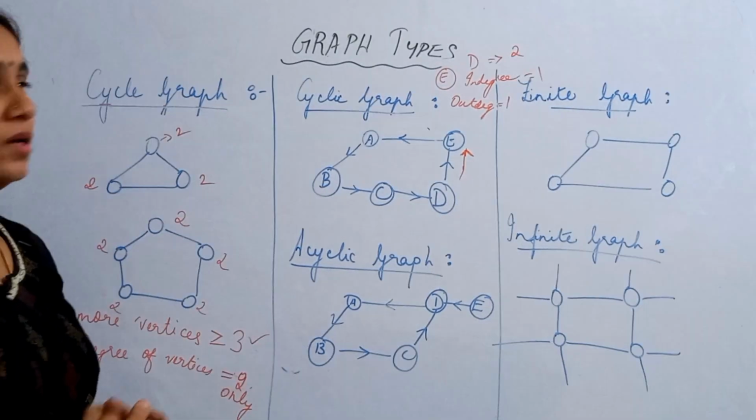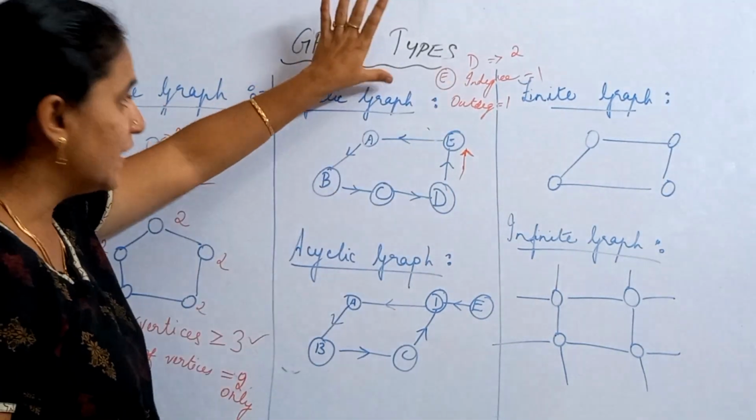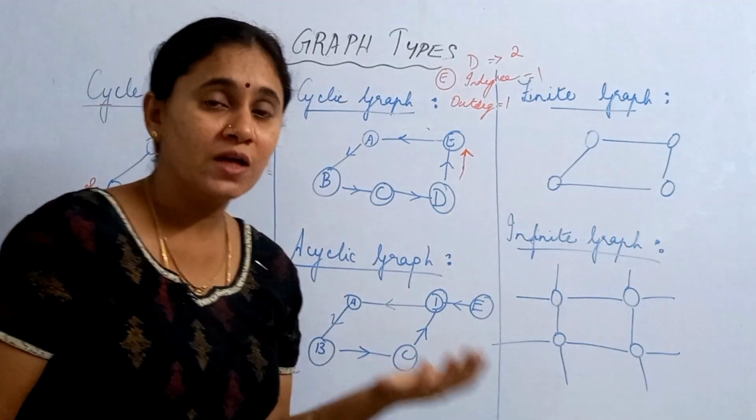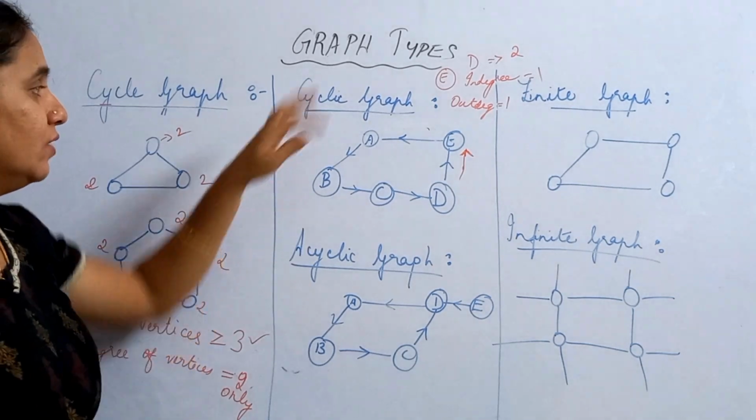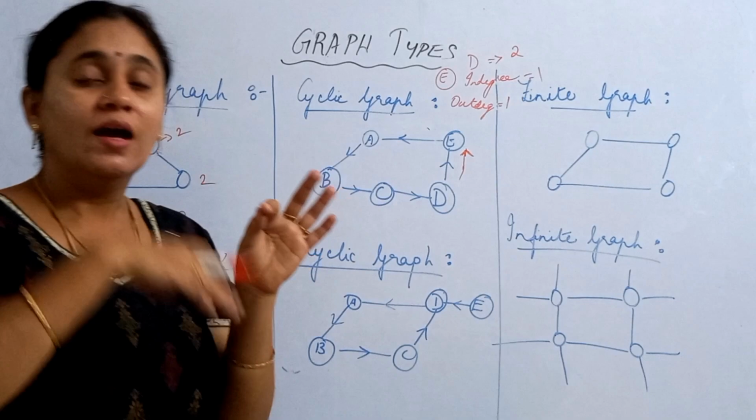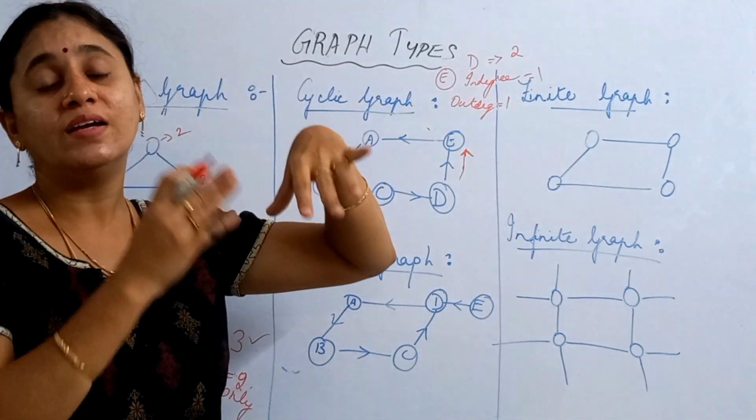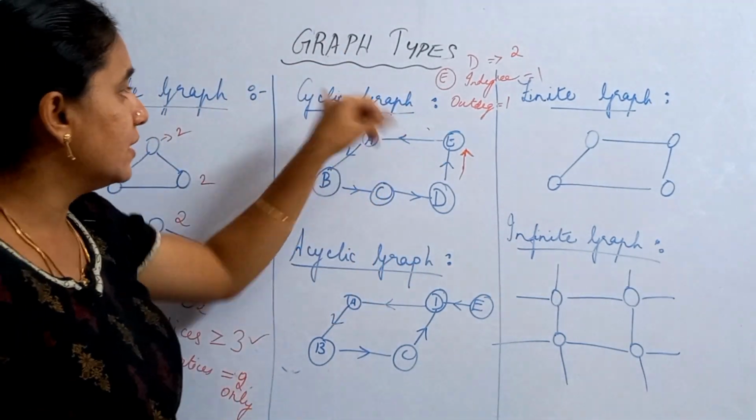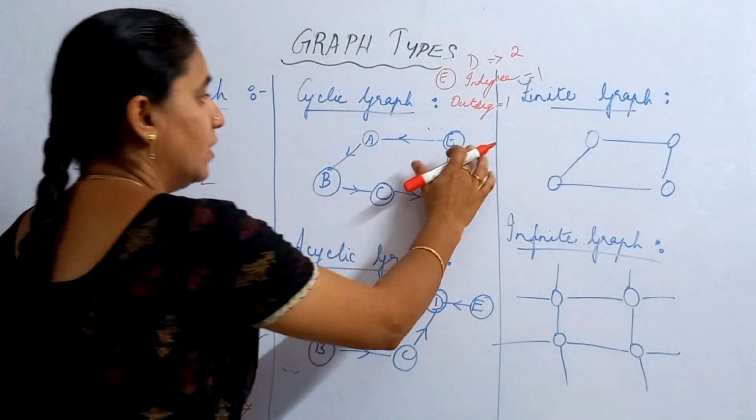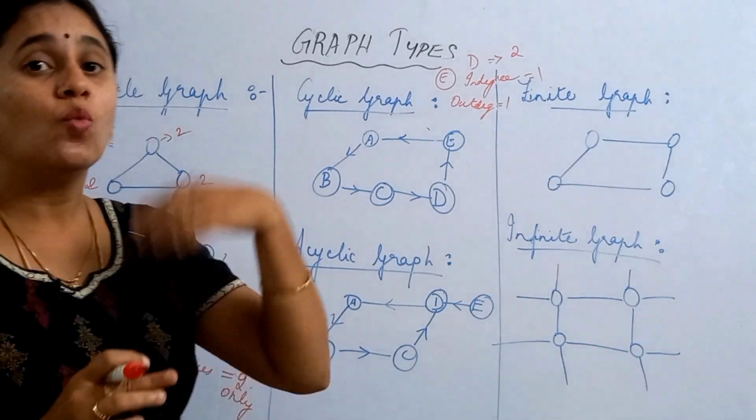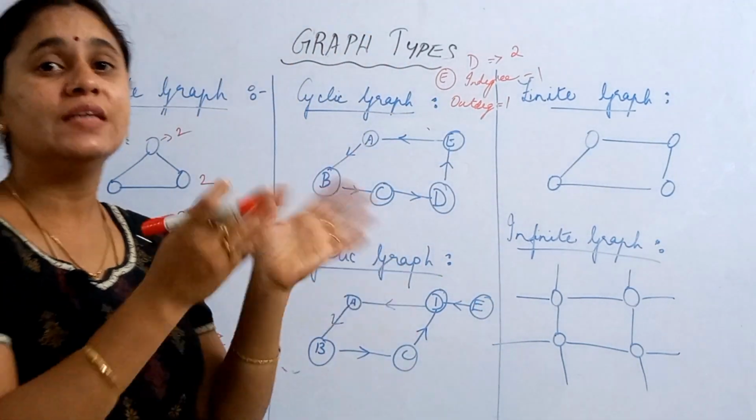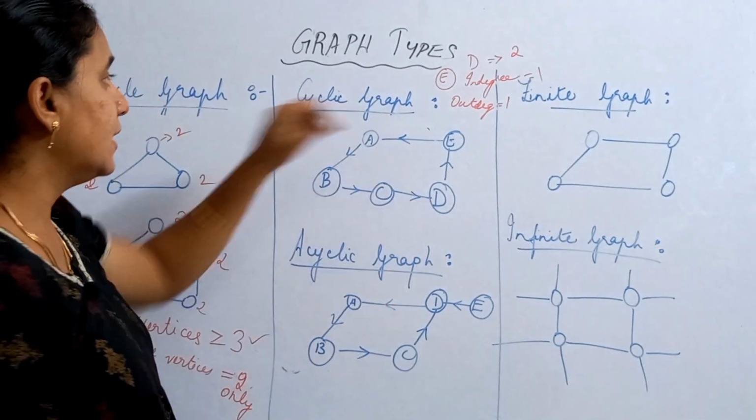Okay friends. So now we will discuss what is a cyclic graph and what is an acyclic graph. So what is a cyclic graph? By the word itself we can understand, we are going to start from one vertex and travel all the vertices and reach the starting vertex. So that is called your cyclic graph. We should have a path in such a way that starting from one vertex, we travel all the vertices and reach the same starting point. That is called a cyclic graph.